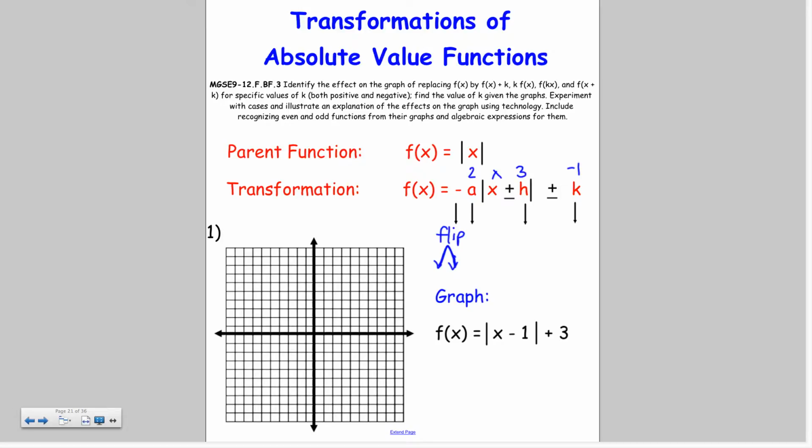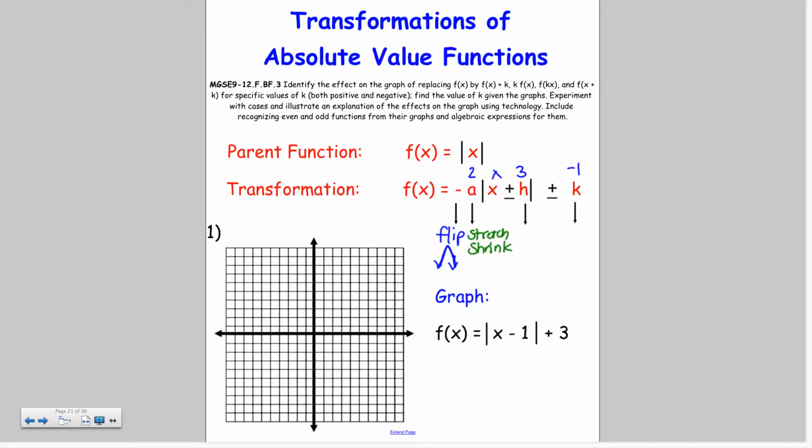Now, for the A, so number out front, it's going to stretch or shrink your graph. So instead of looking like that parent function that we had to begin with, it may look something like this, be open more, or it may be closed in more, like that. So I'm going to erase this just so you don't get confused. But it's going to make my graph look like it's closer together or further apart. Okay?